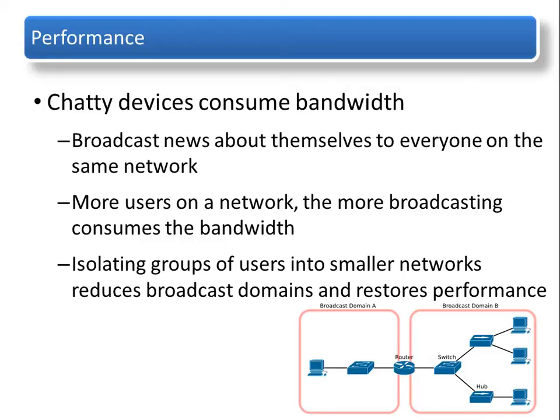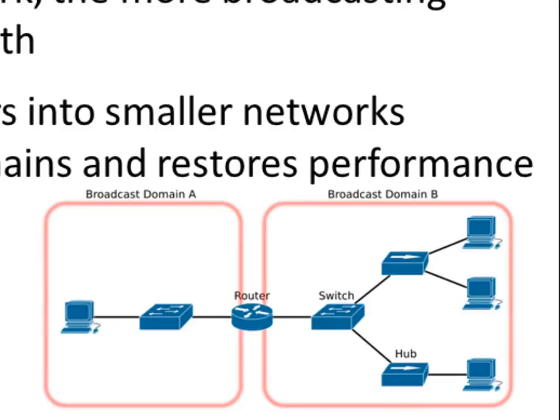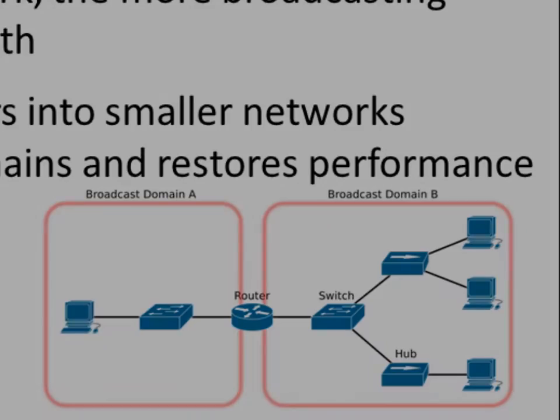Hence, the more devices on the network, the more broadcasting. The more broadcasting, the more performance degrades. To overcome this problem, we divide networks into smaller interconnected networks. These smaller networks, also known as broadcast domains, are connected together by routers. In other words, routers divide networks into broadcast domains. In this particular illustration, we can see that each interface of the router represents a single broadcast domain.